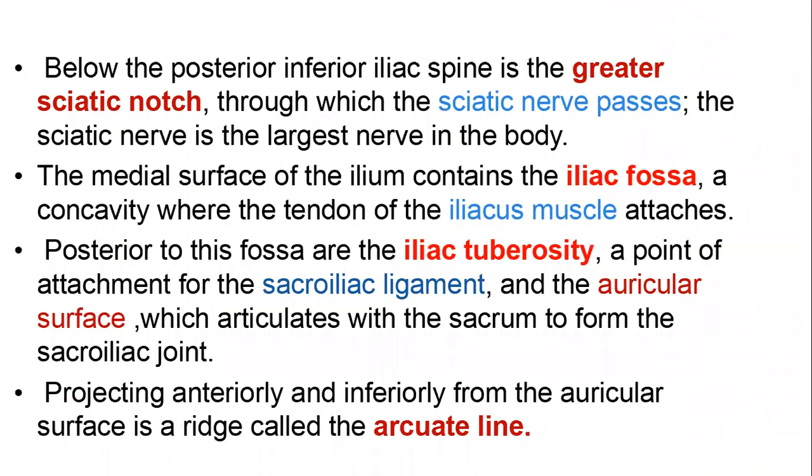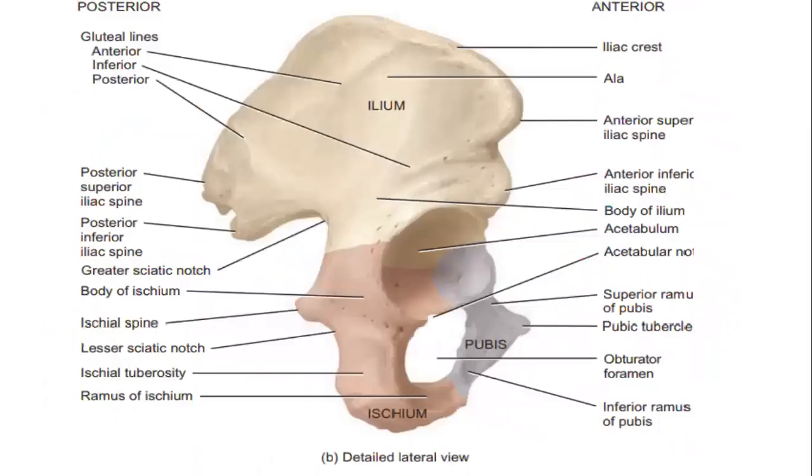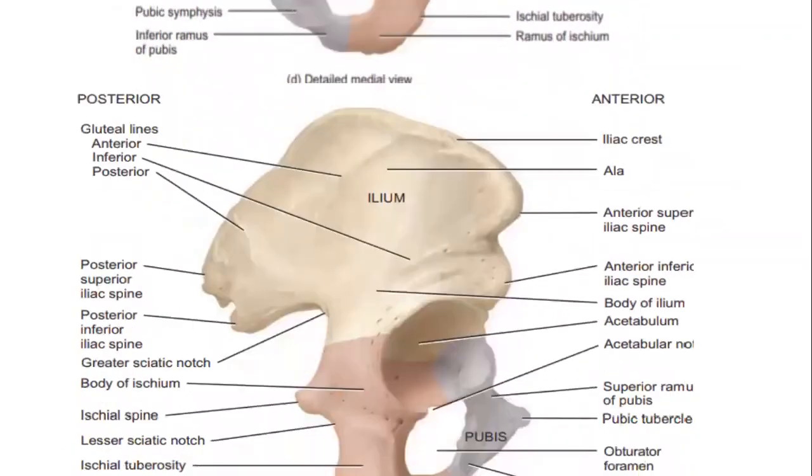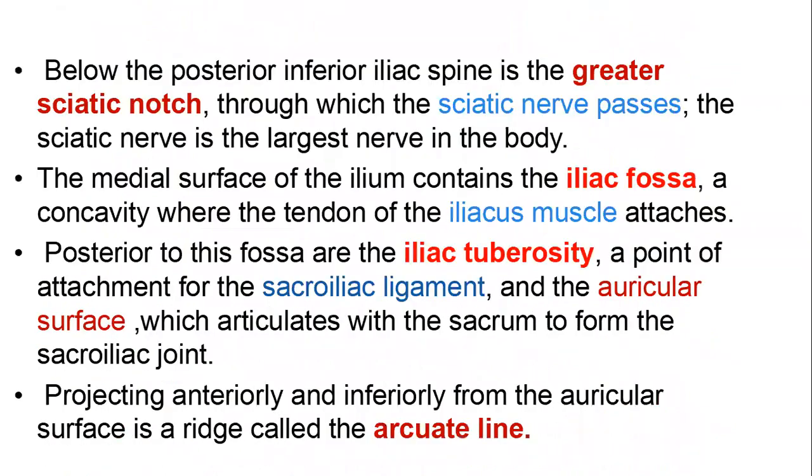Projecting anteriorly and inferiorly from the auricular surface is a ridge of bone called the arcuate line. You can still go back and check the arcuate line. We have the arcuate line just projecting here. This is a ridge of bone. Move it down to this other side. So that's all about the surface structure of the ilium.